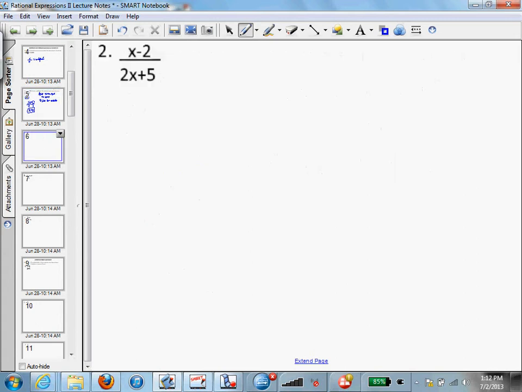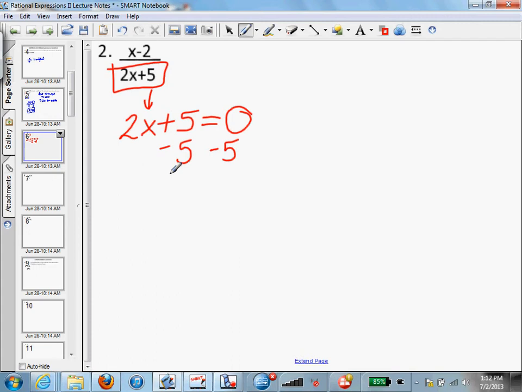Okay, continuing the same pattern, let's take the denominator of the fraction x minus 2 over 2x plus 5. We capture the 2x plus 5 and set it equal to 0. Now we solve for the variable. First, we do the opposite of the positive 5, so we subtract 5. We're left with 2x equals 0 minus 5, or just negative 5.